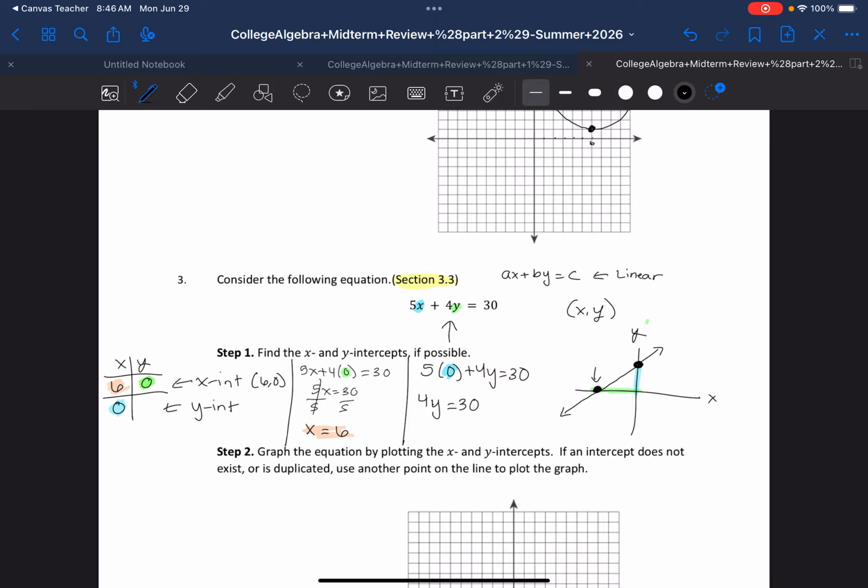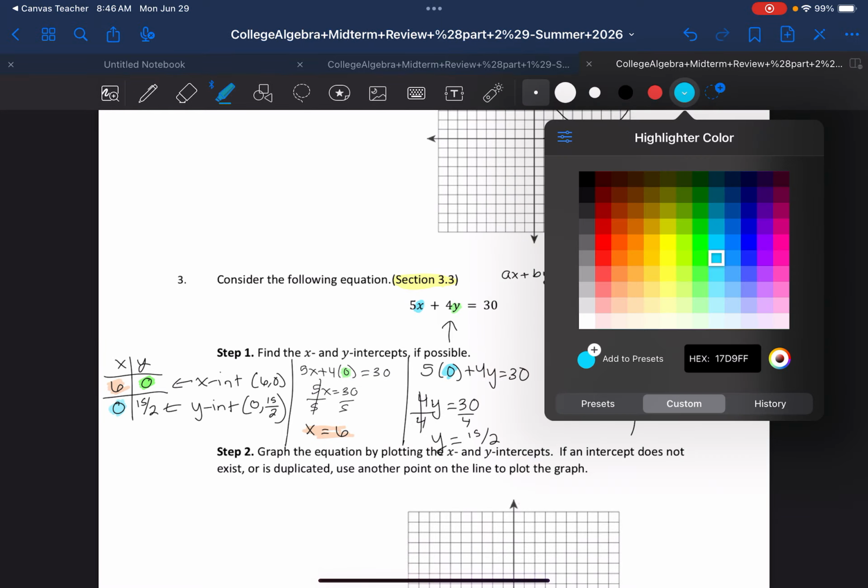And then I will divide both sides by 4. So y will be equal, if I divide both of these by 2, that would be 15 over 2. So 15 halves. So that gave me the point (0, 15/2). And that is my y-intercept.